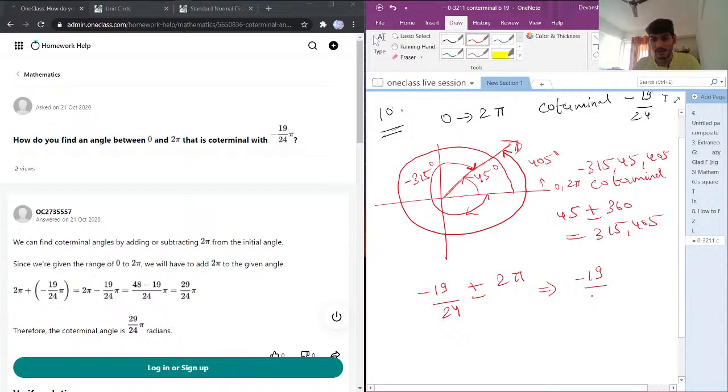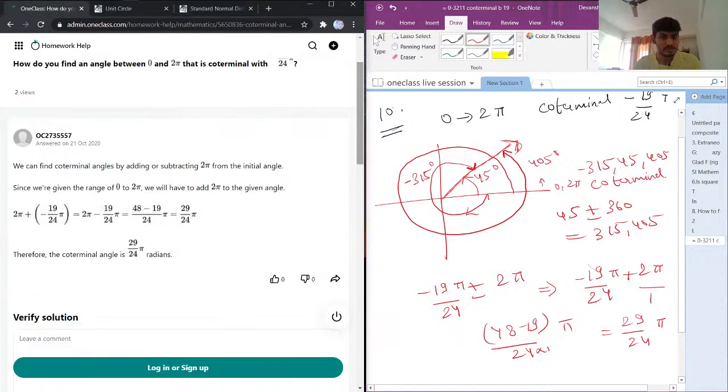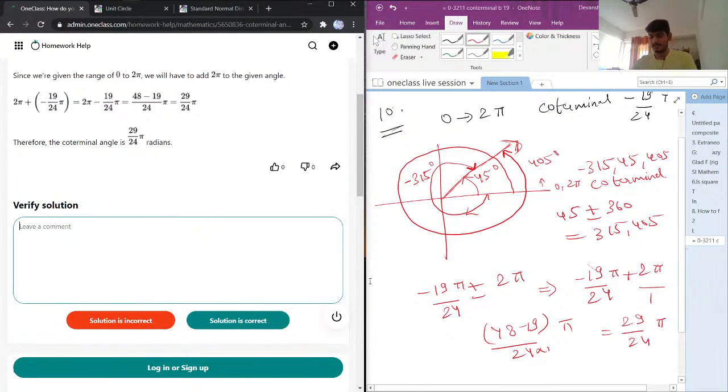So minus 19 over 24 pi plus 2 pi. This is pi, this is also pi. Take the LCM: 24 into 2 is 48, so 48 minus 19 over 24 pi. 48 minus 19 is 29, so we get 29 over 24 pi. In the solution also, the exact same answer is given.